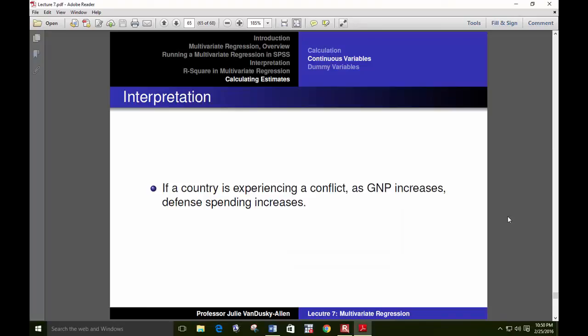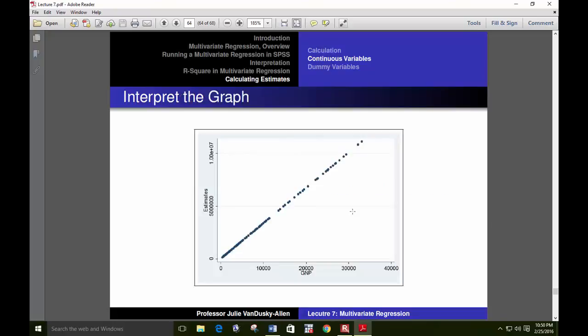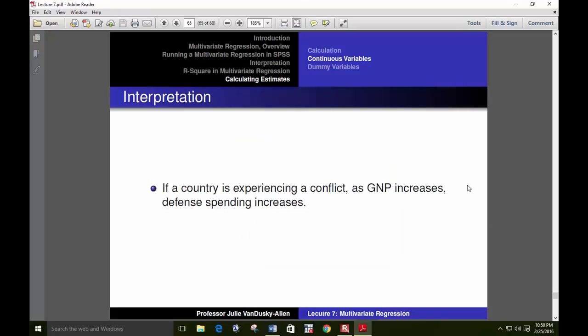Here I can say that if a country is experiencing a conflict, as GNP increases, military spending increases. Note that I made sure to note that I set conflict equal to 1 when I said when a country is experiencing a conflict. When you interpret your graph, you must note what values the other independent variables are being held at.